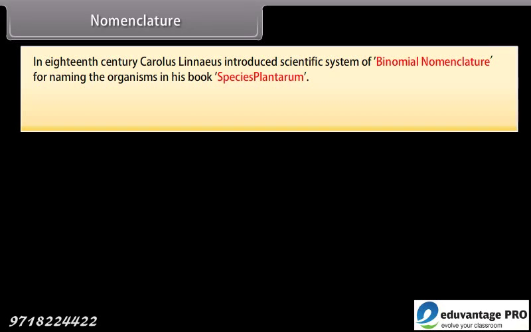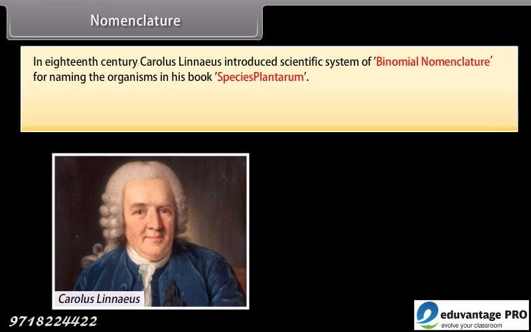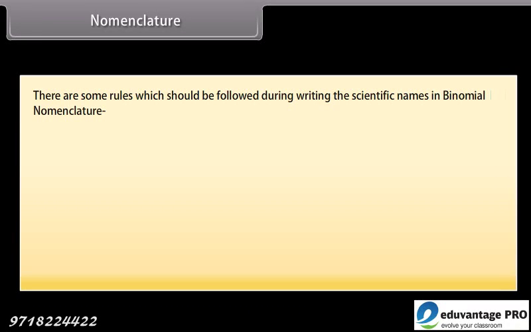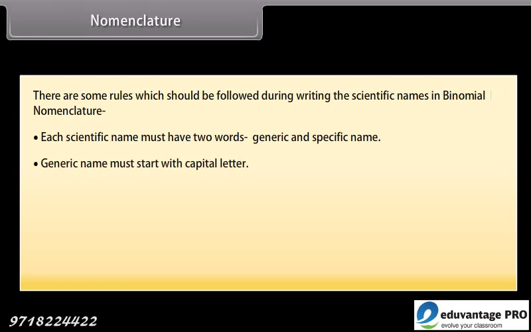In the 18th century, Carolus Linnaeus introduced the scientific system of binomial nomenclature for naming organisms in his book Species Plantarum. According to binomial nomenclature, every scientific name is formed of two words, genus and species. There are some rules which should be followed while writing scientific names in binomial nomenclature. Each scientific name must have two words, generic and specific name. Generic name must start with a capital letter. Specific name must start with a small letter.